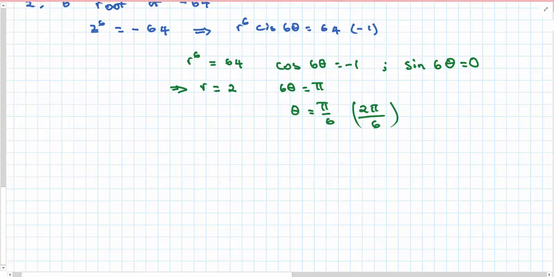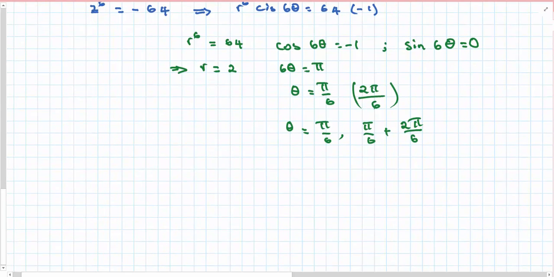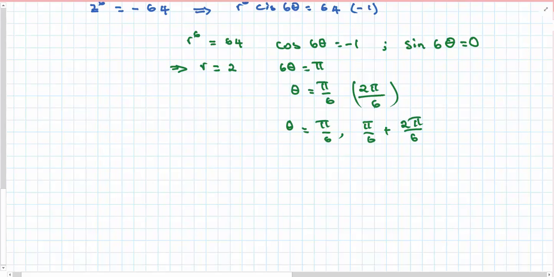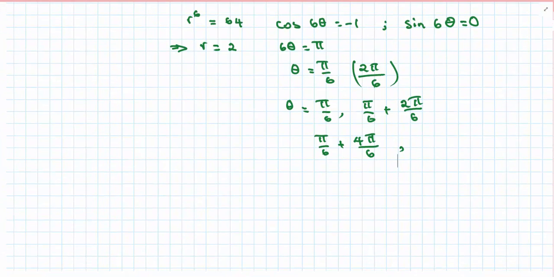So my theta becomes pi on 6 plus 2 pi on 6. That would give me 3 lots of them. Then I would have pi on 6 plus 2 lots of 2 pi on 6's. That would be 4 pi on 6. Now that takes me to 5 pi on 6. If I add another 2 pi on 6, I go beyond pi. So now I need to subtract.